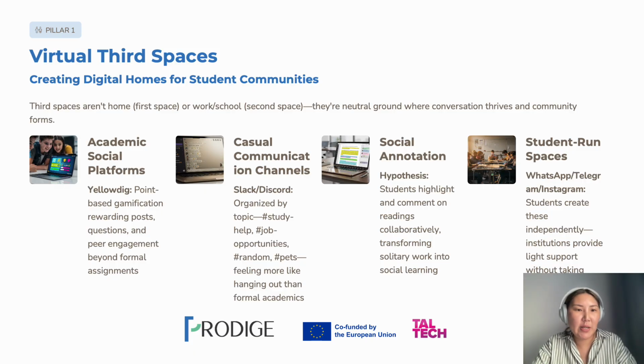Academic social platforms, for example, like Yellowdig, use point-based gamification, rewarding posts, questions, and peer engagement beyond the formal assignments. It feels less like required coursework, but more like a conversation. Maybe some casual communication channels like Slack or Discord, organized by topic like study help, job opportunities, random pets, for instance. So it feels more like hanging out than formal academics. Social annotation tools like Hypothesis, where students highlight and comment on readings collaboratively, might also be considered a third space. This transforms solitary reading into social learning.